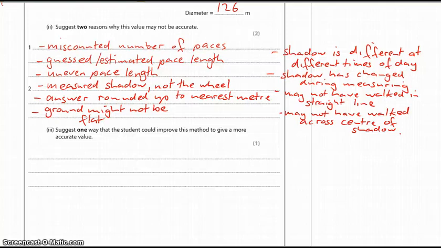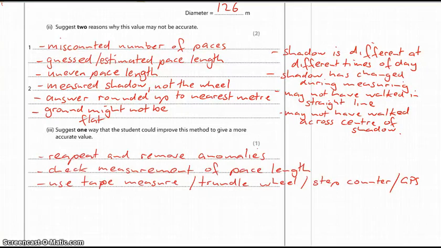Okay, second part. Suggest one way that the student could have improved the method to give a more accurate value. Okay, one improvement the student could make to the method is to repeat and remove any anomalies. Check the measurement of pace length. Use a tape measure or trundle wheel, step counter, or use GPS.